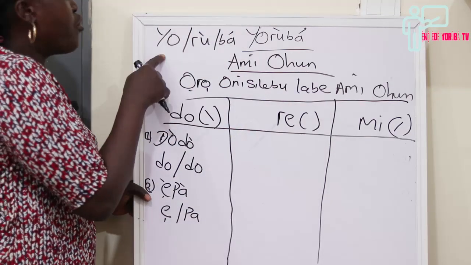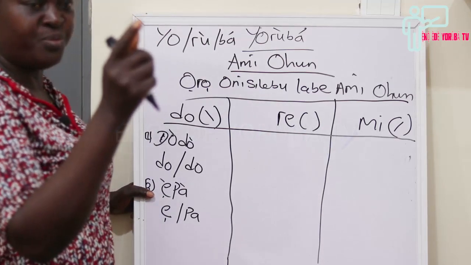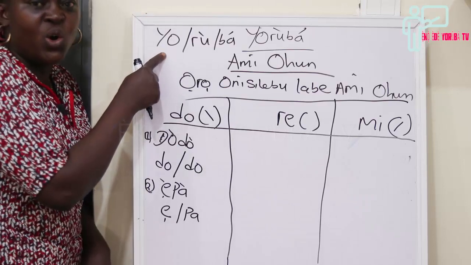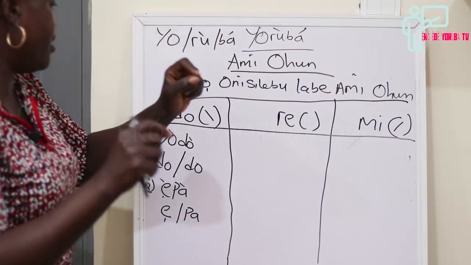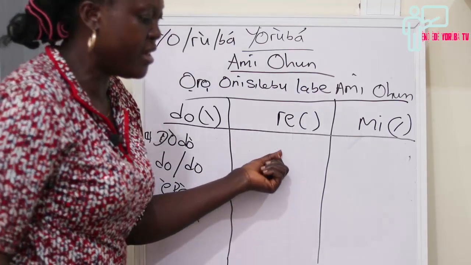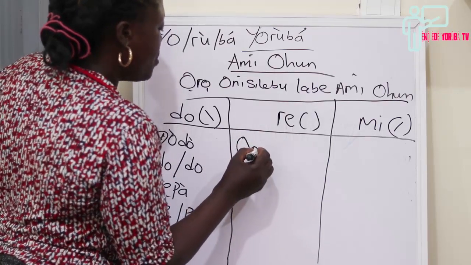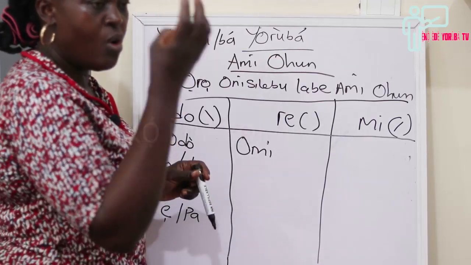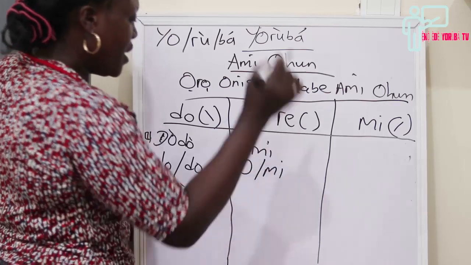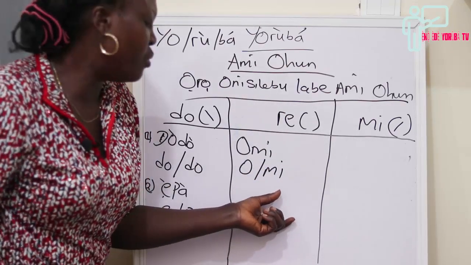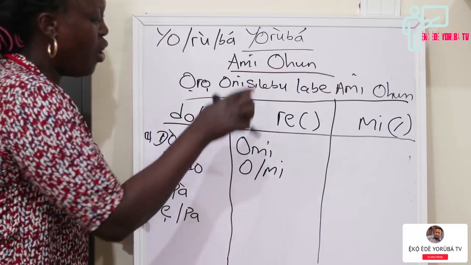If you could remember, I said ya, ye, ye, yi, yo, yo, yu. This is yo. It has no sign. Yo, re. So this is it now. For example, I can say omi. How many syllables? O, mi, which is 2. What is omi in Yoruba? It is water.